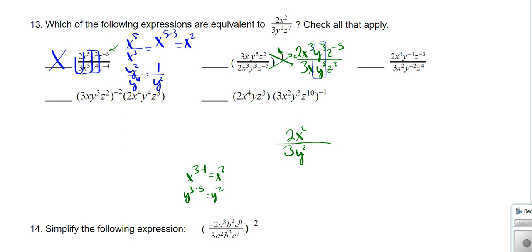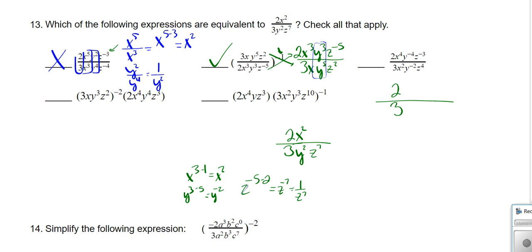And then we have z. We have a z to the -5 over a z squared. So we subtract those exponents. We get z to the -7, which is just 1 over z to the 7th. So now that's a z to the 7th in the denominator. All right, 2x squared over 3y squared z to the 7th, boom, that is equivalent. This one right here on the right, 2/3, good.